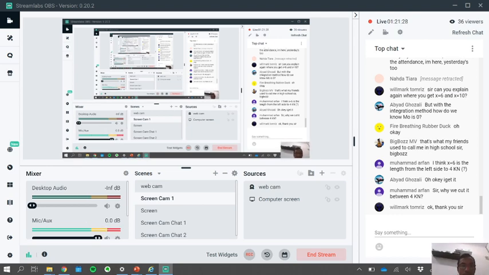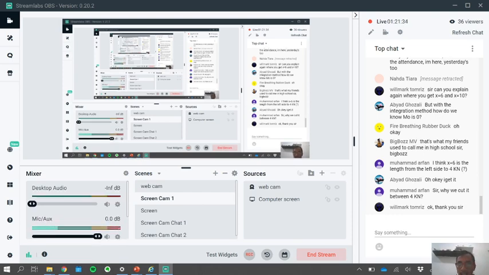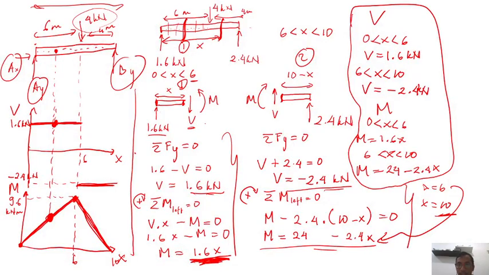Okay, because our final aim is to create the internal force distribution and internal moment distribution. So we have to get the equation like this.